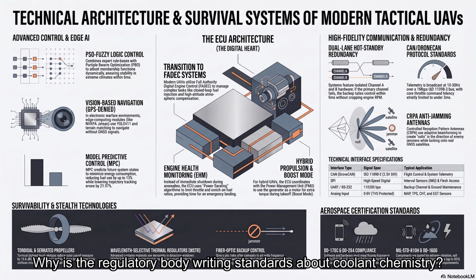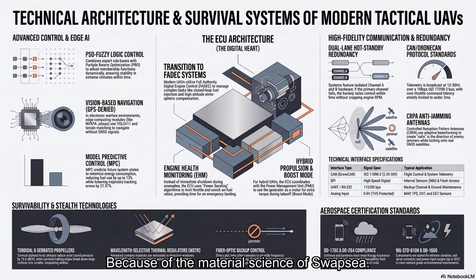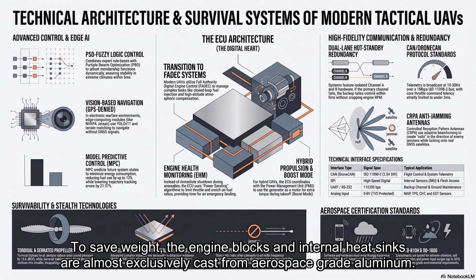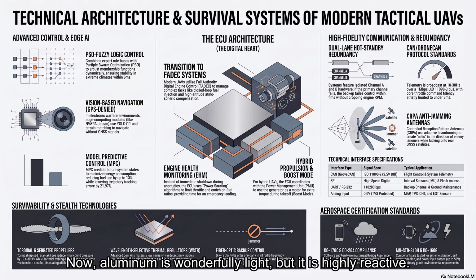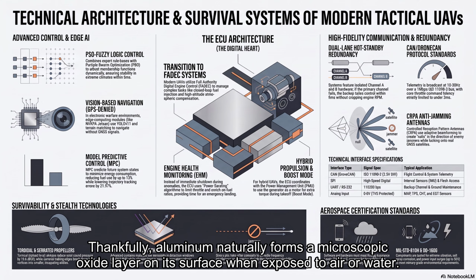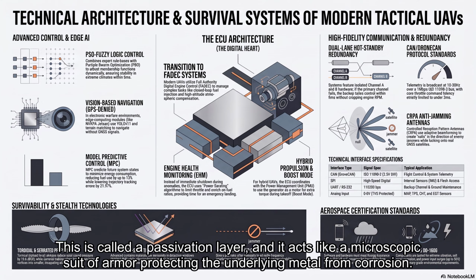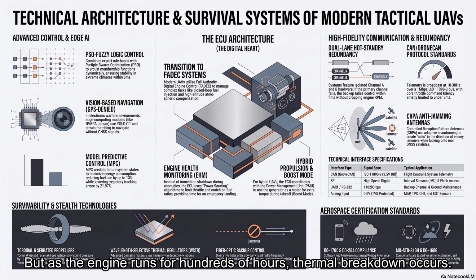Why is the regulatory body writing standards about coolant chemistry? Because of the material science of SWaP-C. To save weight, the engine blocks and internal heat sinks are almost exclusively cast from aerospace-grade aluminum. Now, aluminum is wonderfully light, but it is highly reactive. Thankfully, aluminum naturally forms a microscopic oxide layer on its surface when exposed to air or water. This is called a passivation layer, and it acts like a microscopic suit of armor protecting the underlying metal from corrosion. But as the engine runs for hundreds of hours, thermal breakdown occurs.